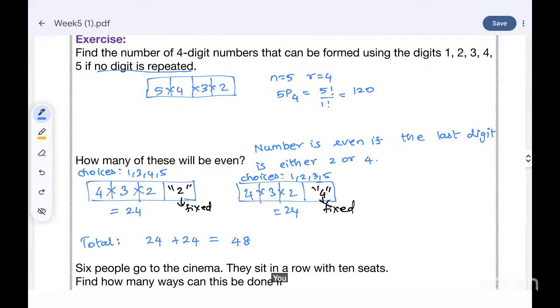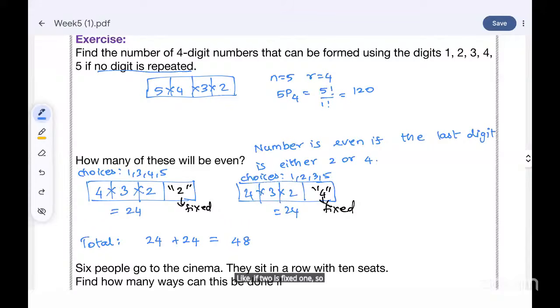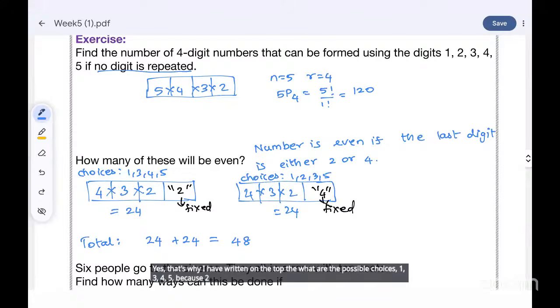Ma'am, when we fix an even number, like 2, we don't take that number again, right? Yes, that's why I have written on the top the possible choices: 1, 3, 4, 5, because 2 is already taken. The remaining choices are only 1, 3, 4, 5. 2 is not going to appear again.